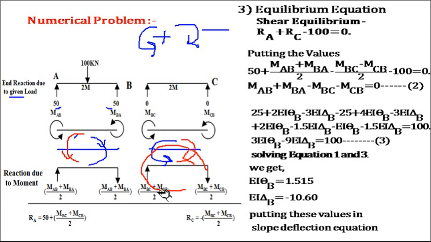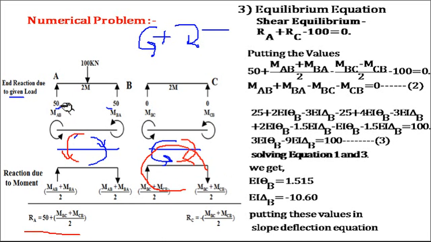So plus MBC plus MCB divided by the length. Here length is 2. Okay. Plus here the value will be MBC plus MCB divided by 2, as it is acting in, here both are plus because it is acting in anti-clockwise direction. Okay. Now we will find out the value of Ra.